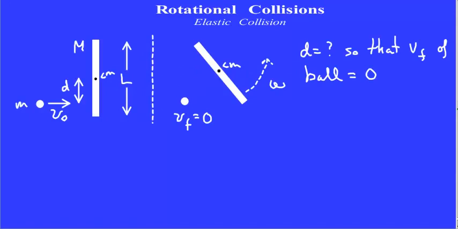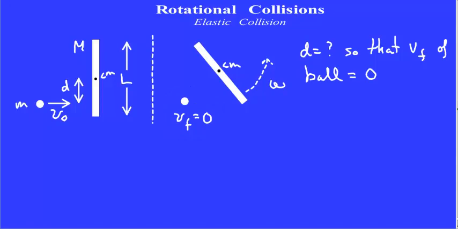Again, we have a ball of mass little m with initial velocity v naught impacting a rod of mass capital M at a certain distance from the rod's center of mass, which we're going to mark as D. However, this time, instead of a perfectly inelastic collision where the two objects stick together afterwards, we're going to have an elastic collision. We're going to ask the following question: what does the distance D need to be so that after the collision, the ball comes to rest? The final velocity of the ball is 0.